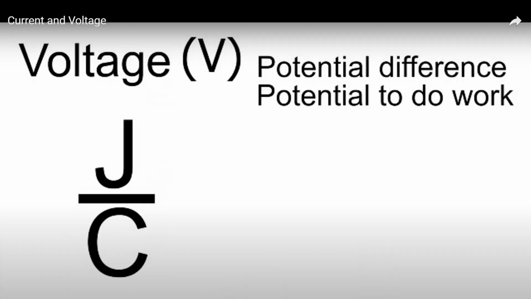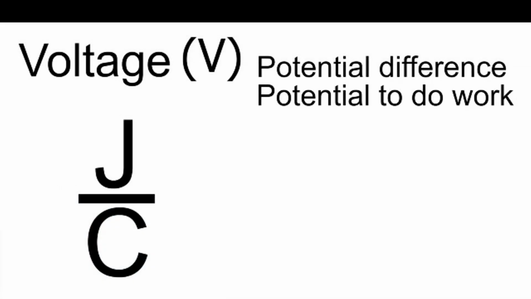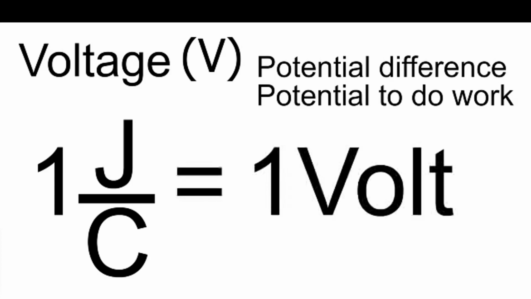Buckets of electrons are really called what? Tell your partner, what are buckets of electrons called? Coulombs. So we're finding the energy in a bucket of electrons. We're finding the joules per coulomb. Okay? But 1 joule per coulomb is given another name. It's called a volt.